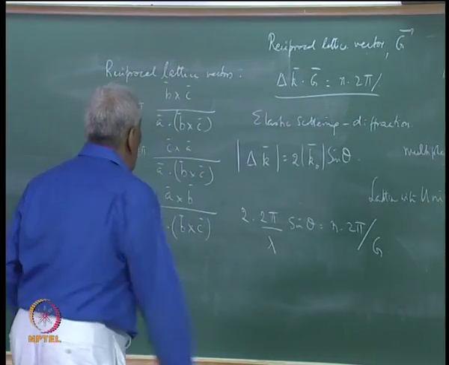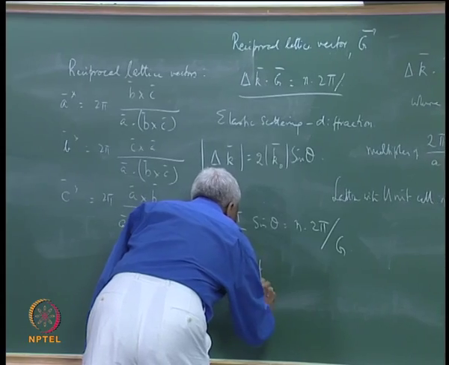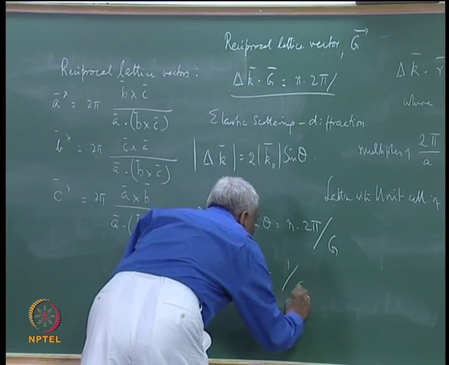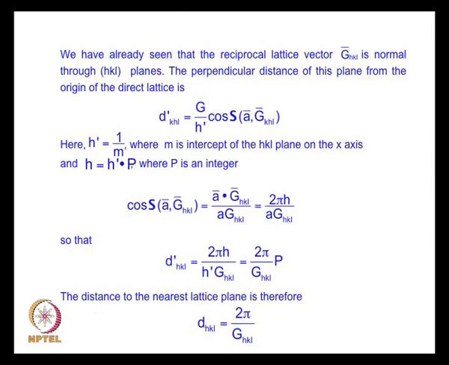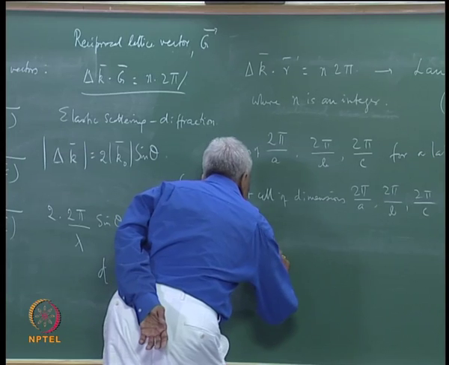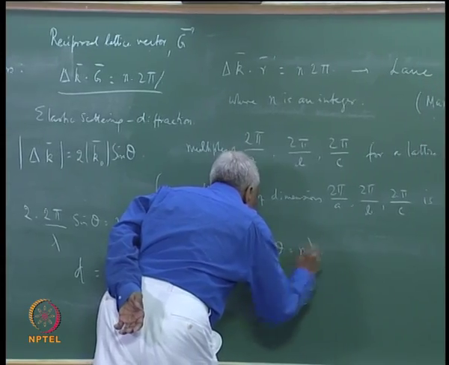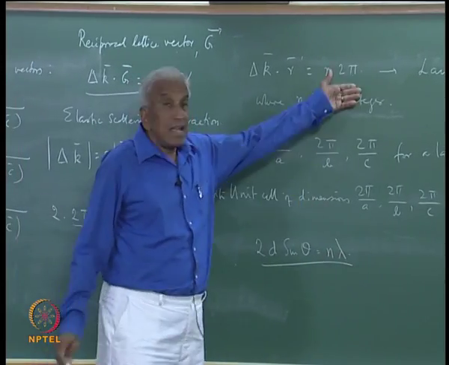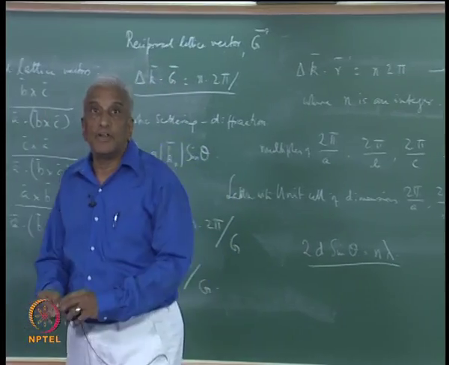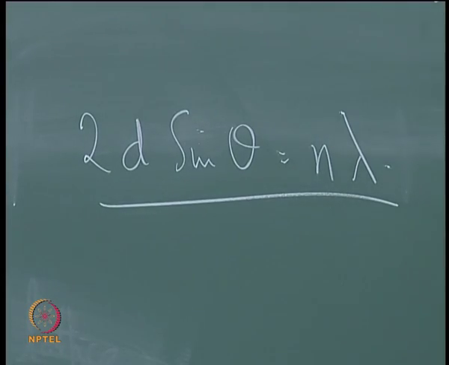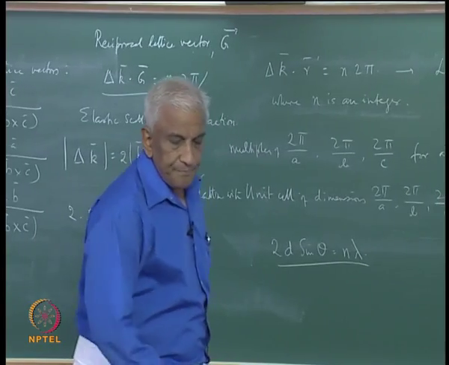And we can show that the interplanar spacing is just 1 by G. Therefore, we arrive at the Bragg condition 2d sin theta equals n lambda. So, we see that the Laue condition and the Bragg condition for diffraction maximum are really one and the same.